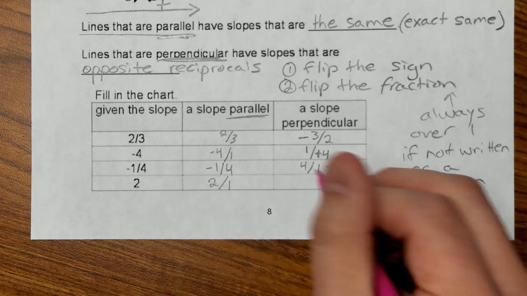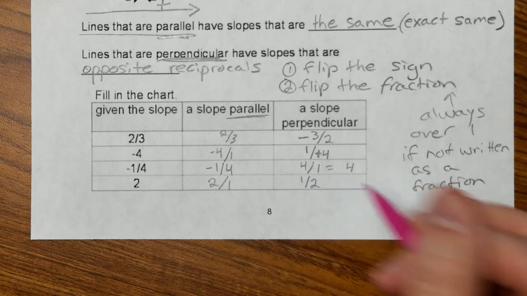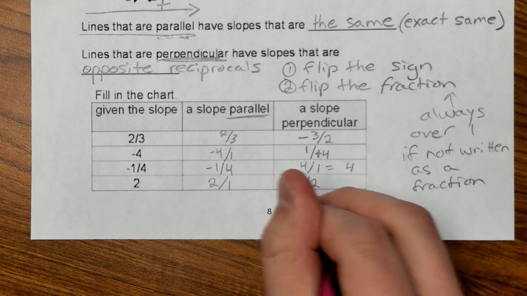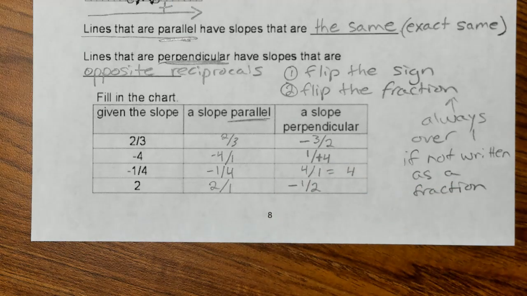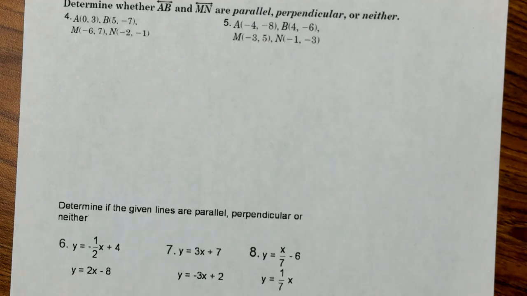2 over 1, flip it to now 1 over 2, and I flip the sign to negative 1/2. So just identifying how I flip these: if it is this number, what do I flip it to? Know that we have to do both of those items every single time. Alright, so let's get on to the back side now.